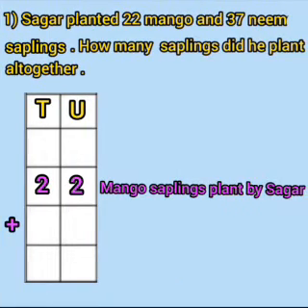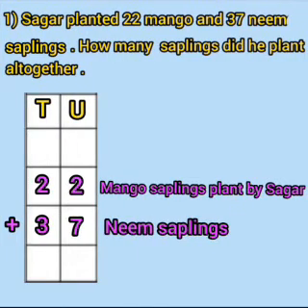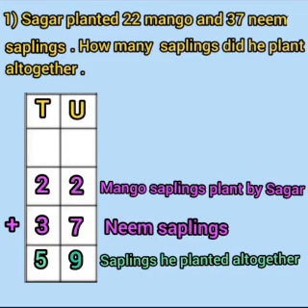Then we will put a plus sign. 37 neem saplings. 7 we will write in the unit place. 3 we will write in the tens place. 37 neem saplings. Let's add. 2 plus 7 is 9. 2 plus 3 is 5. So 59. 59 saplings he planted altogether.